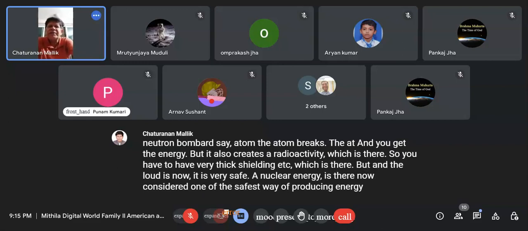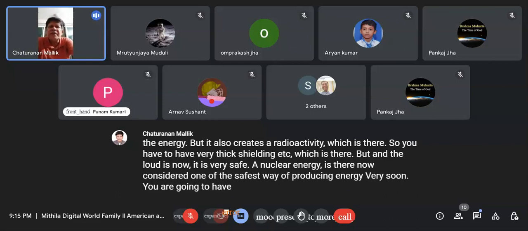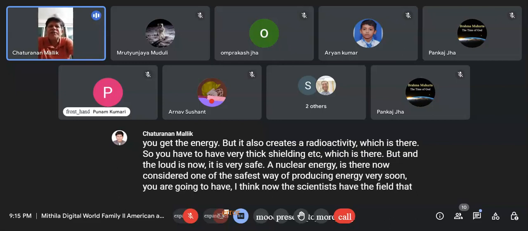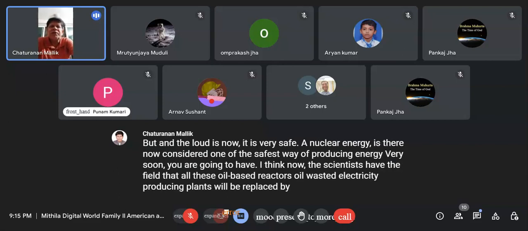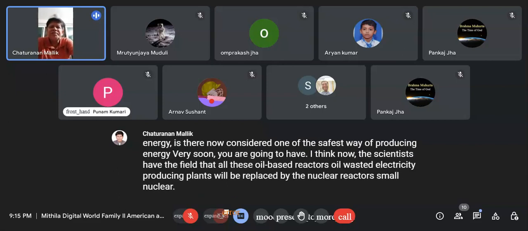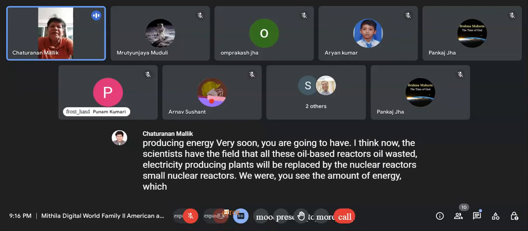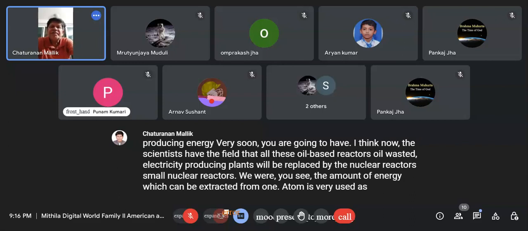Very soon, scientists feel that all these oil-based electricity producing plants will be replaced by nuclear reactors, small nuclear reactors, because the amount of energy which can be extracted from one atom is very huge as compared to oil.